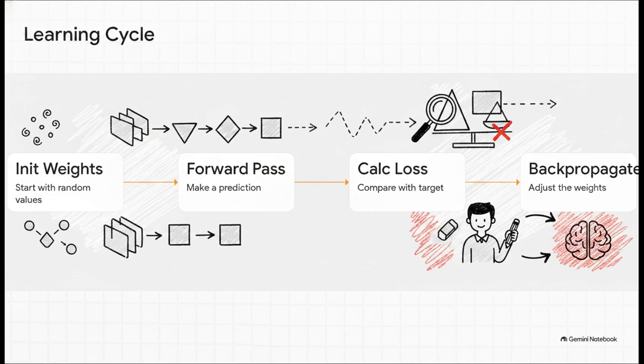Think of a student taking a practice test. Forward propagation is taking the test. The loss function is the red ink grading it.